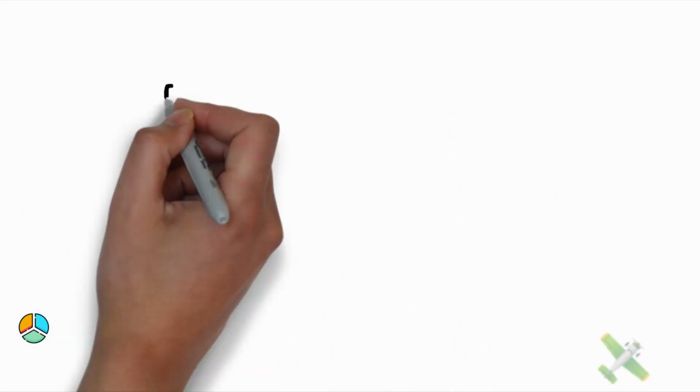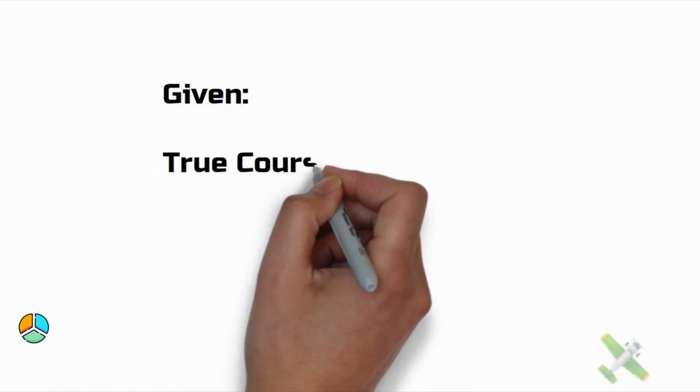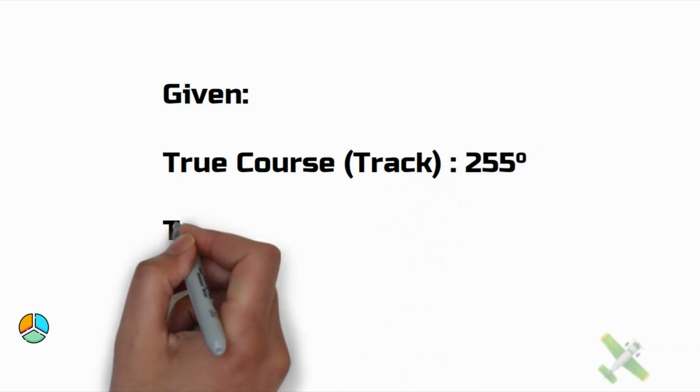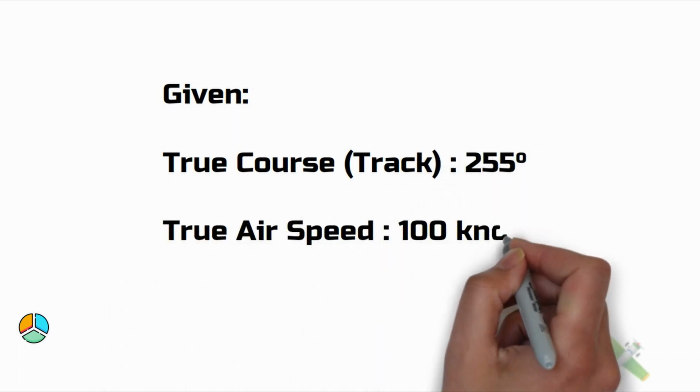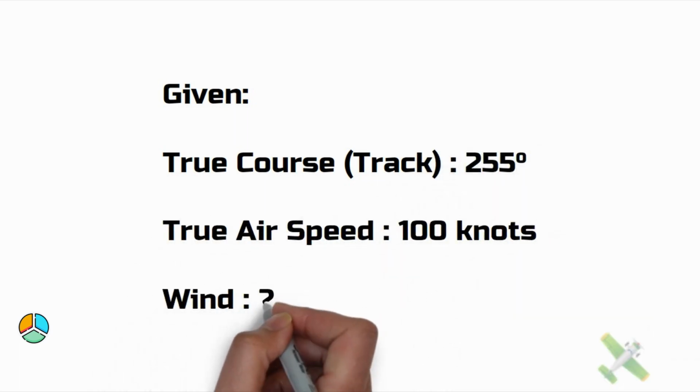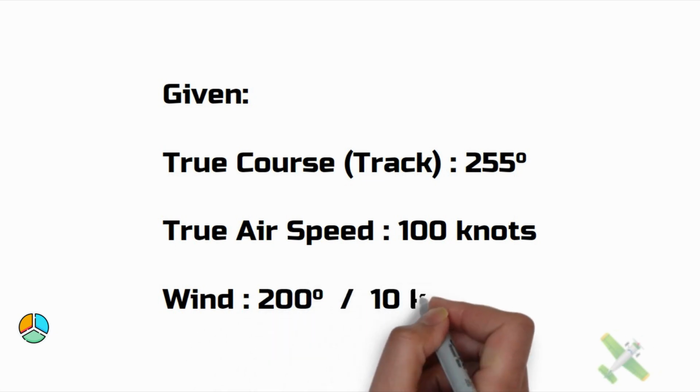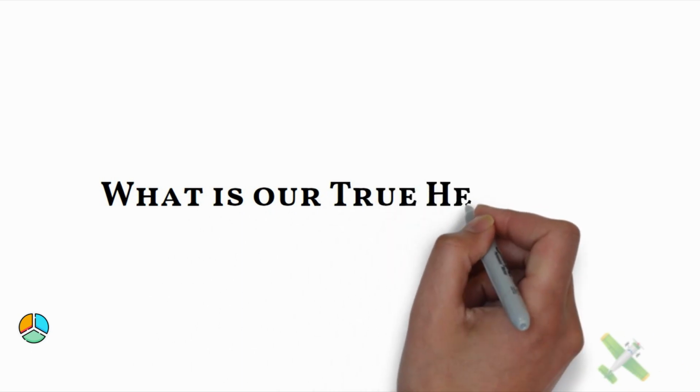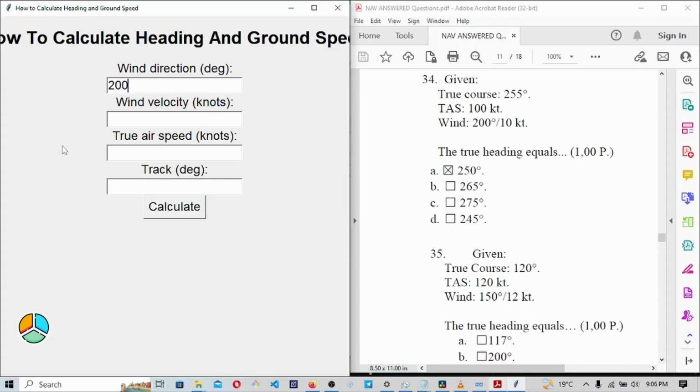On our first question, we have been given true course as 255 degrees, true airspeed as 100 knots, wind direction of 200 degrees, and finally wind velocity of 10 knots. Now the question is, what is our true heading? We will type in our wind direction, which is 200 degrees, our wind velocity, which is 10 knots, our true airspeed, which is 100 knots, and finally our true course, which is 255 degrees.